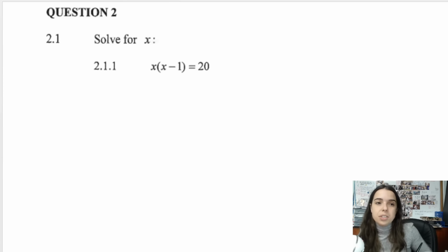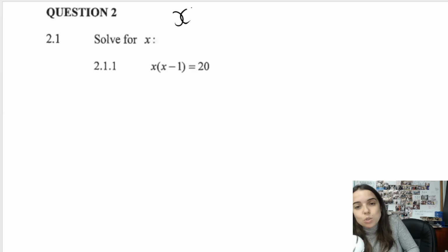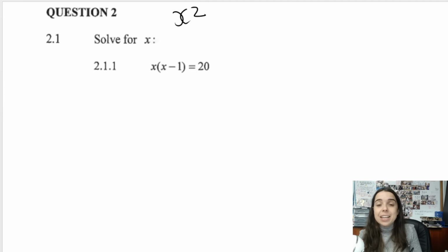Now, if you take a look at this equation, it might not be obvious to you, but there is an x squared in this equation. And if you see an x squared in the equation, it is a quadratic equation. Your equation will have 2 solutions. We're probably going to have to factorize at some point. And you might say, ma'am, I don't see x squared. Look here. What is x times x?